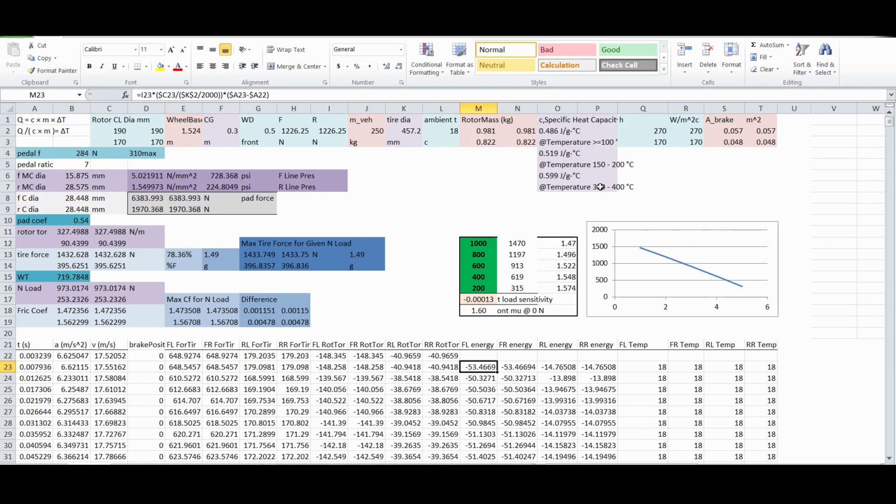Let's say we think we're going to work between 150 and 200 degrees. We could just use that number. So anything outside of that range, that number wouldn't quite be accurate, but you'll still get some results. And then M is just mass of the rotor. So I have front left, front right, rear left, rear right. And then we'll get the change of temperature. So we're starting off with ambient. And so until we actually apply the brakes are just going to be an ambient temperature.